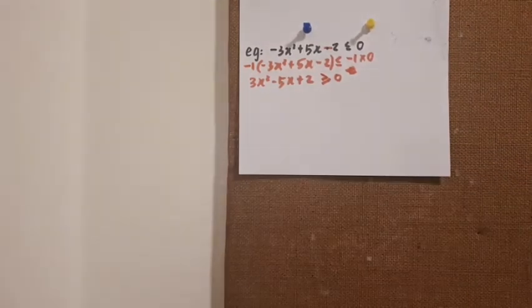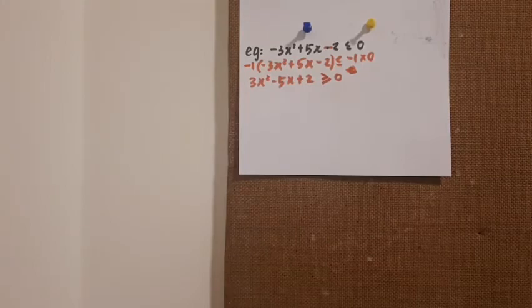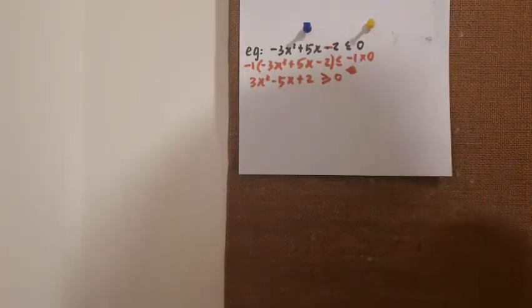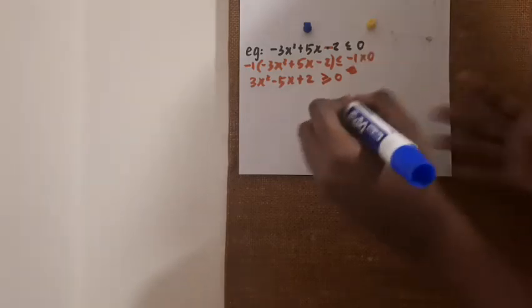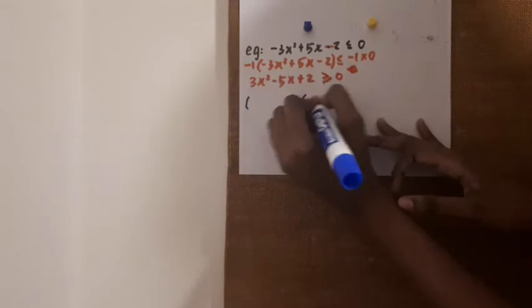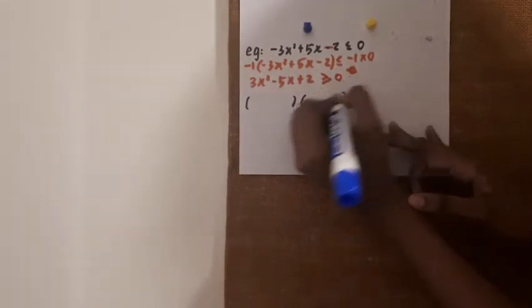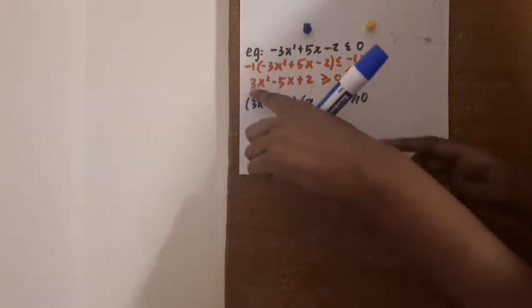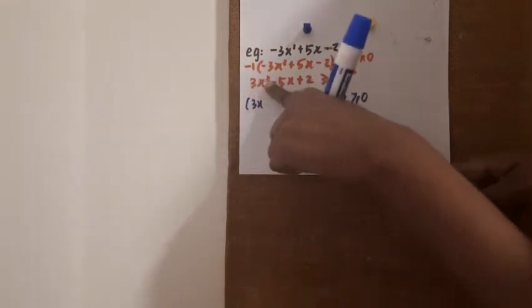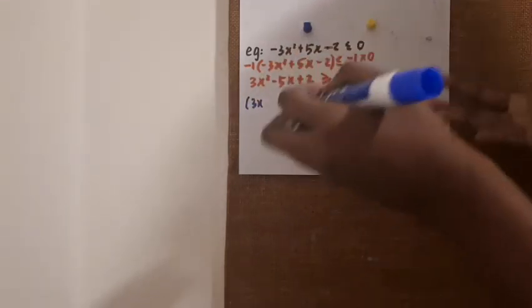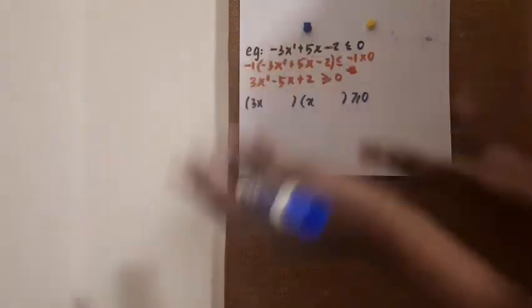So now we have already made this expression positive. Now we just have to solve it. And how to solve it? It's going to be simply factorization. We are going to break this thing into 2, which is simply going to be 3x and x here. Why? Because the possibilities of getting 3x squared is 3 times 1 or 1 times 3. So you can write either way, okay?